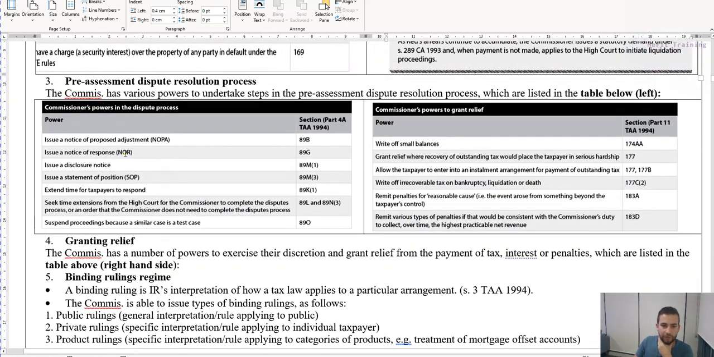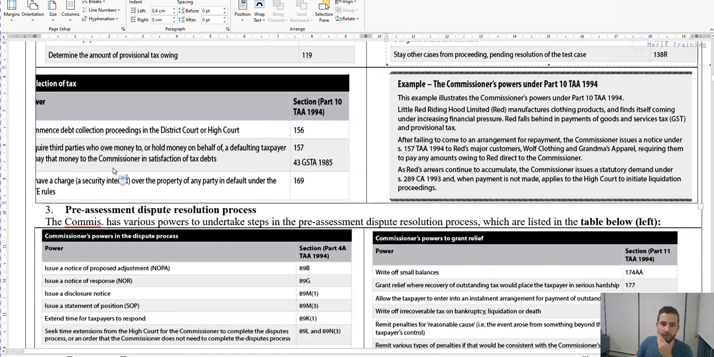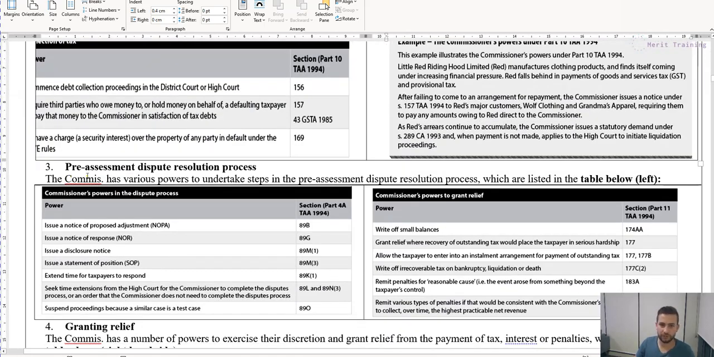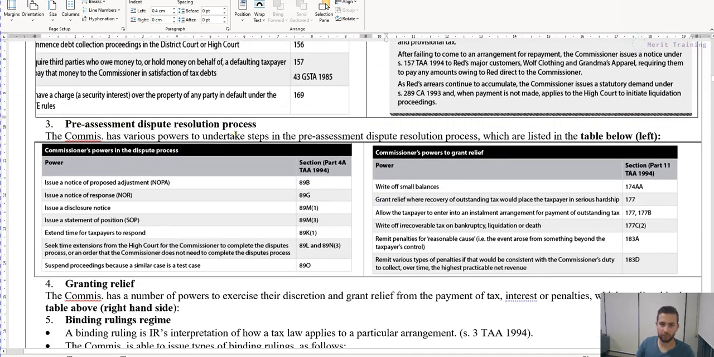Okay, so the third point in terms of what the Commissioner can do is the pre-assessment dispute resolution process. So this is before the tax return's even been assessed. They can go ahead and do all of these things. Issue a notice of proposed adjustment, which is basically, we're going to make a change to your tax return. So this is a notice outlining what we're going to change. Notice of response, disclosure notice, statement of position, extend time for taxpayers to respond, seek extensions from the High Court for the Commissioner to complete the disputes process, or suspend proceedings because a similar case is a test case.